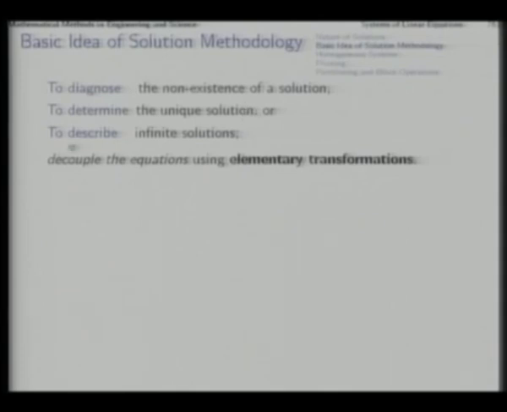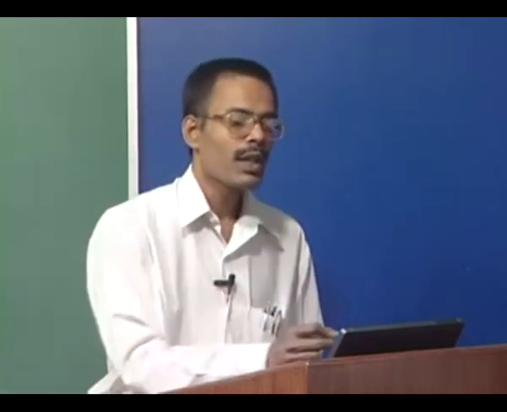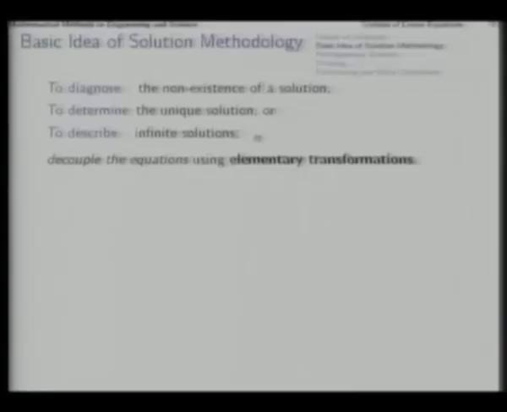Comparatively difficult will be the third piece of work, which is if the system has infinite solutions. Then our task will be to describe these infinite solutions. To diagnose the non-existence, to determine a unique solution, and to describe infinite solutions, these are the three pieces of work. A priori, we do not know which will be the case. To do any or all of these, we decouple the equations to the extent possible using elementary transformations, which we discussed in the previous lectures.